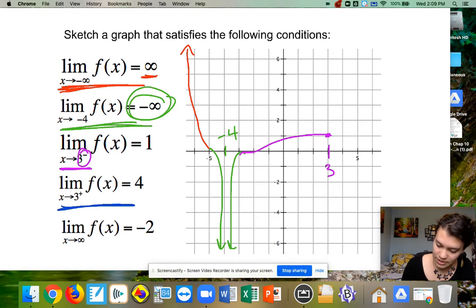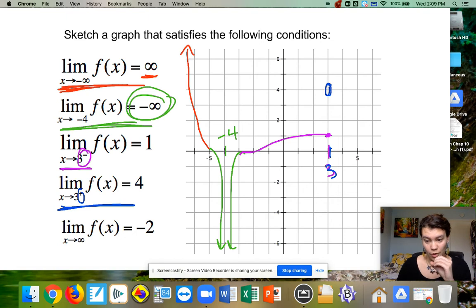Next chunk, still at 3, but from the right, we want to be at 4. So here I have a filled in circle already. So at 4, I want a closed circle. So you have to have at least one open circle on your graph. You can only have one closed because otherwise you're not a function if you hit two things. So keep one circle open. And this is going off some way. So draw something.